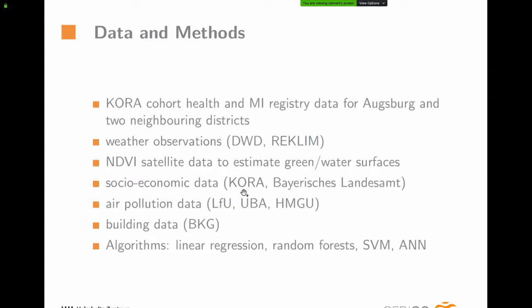Then we're also going to use socioeconomic data. Some comes from the CORA study itself, and other data we're going to acquire from the Bayerisches Landesamt für Statistik. Then we'd also like to include air pollution data from various sources, data on building age, and so on. In terms of algorithms, due to data scarcity, we expect to maybe use methods more like linear regression, random forest, support vector machines, maybe not so much neural networks, which I think a lot of the research that you all are doing is probably focused on. But of course, you also need a lot of training data.